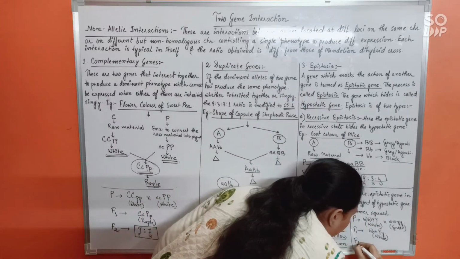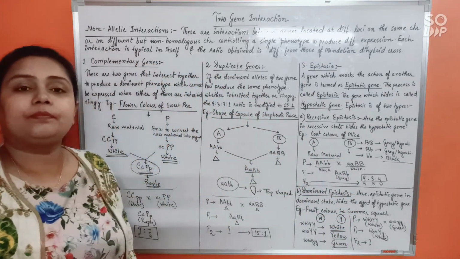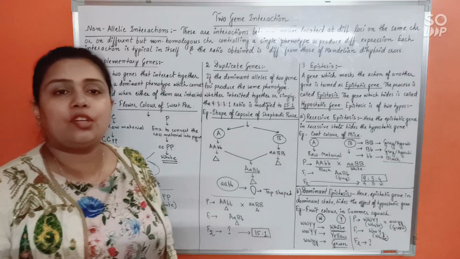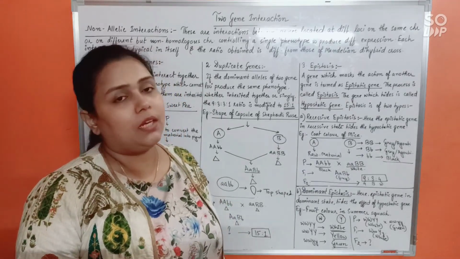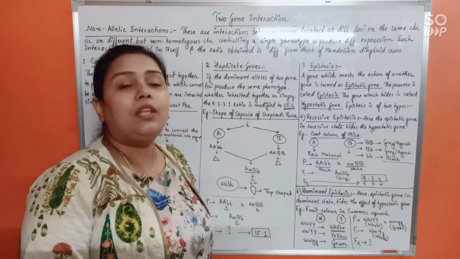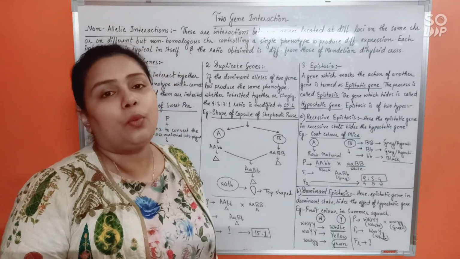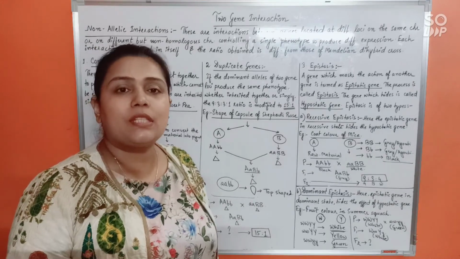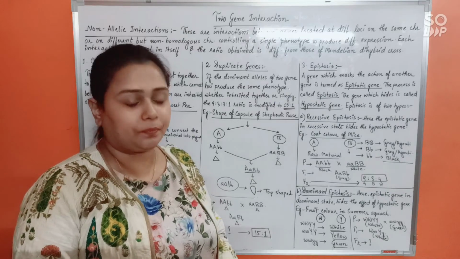Find out the F2 generation. You need to find out the F2 generation again. And that's an important thing for you to do. I'm telling you repeatedly. Find out the F2 generation and check whether it obeys Mendelism or not. Whether the phenotypic ratio is 9:3:3:1 or not. Check it out right now.